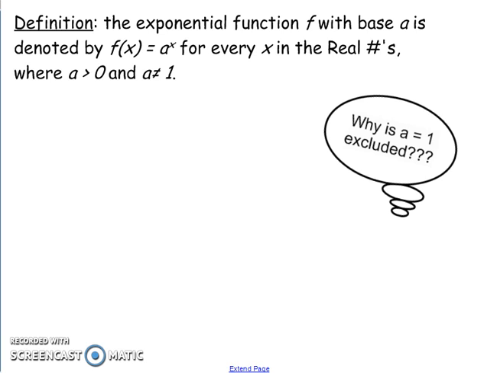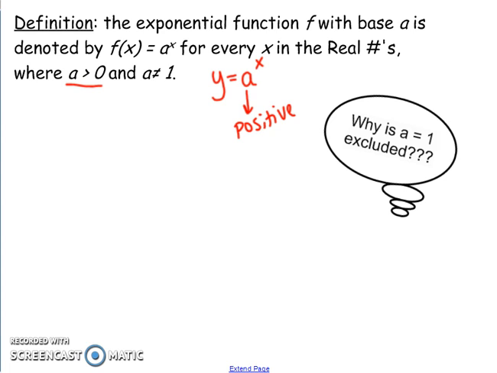So basically, remember f of x is the same thing as y, so we're going to just be dealing with y equals a to the x. Now it says a has to be greater than 0, so this value is always going to be positive. And then it says that a cannot equal 1.